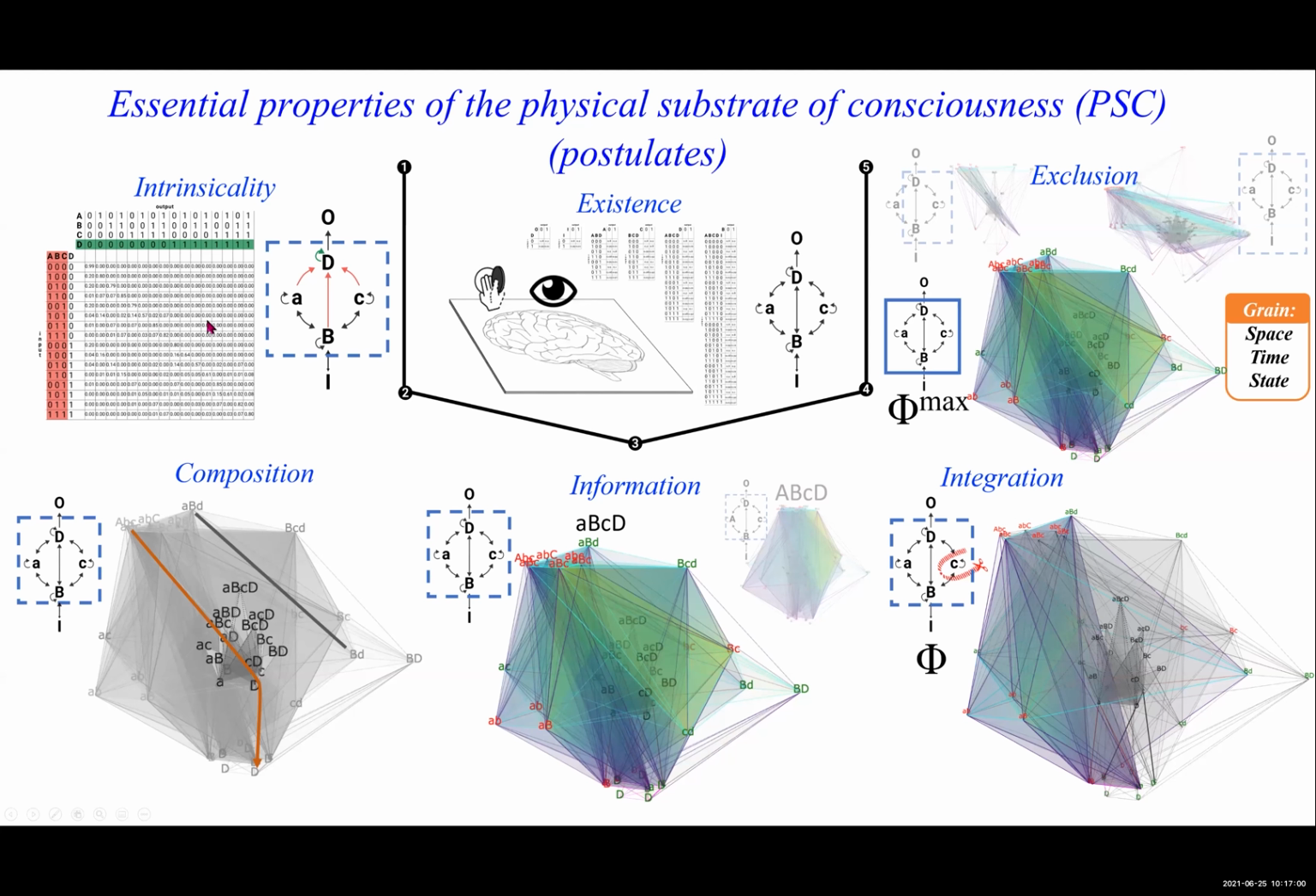Composition means the experience is structured, and therefore, in physical terms, its substrate must also be structured. So we don't consider just A, B, C, D, we consider subsets of it, A, B, C, A, B, B, C, B, C, D, and we get what is called an overall structure of distinctions here in brown and relations. Distinctions are mechanisms with a cause and an effect. It could be mechanism A with a cause within the system and effect within the system. It could be A, B, these are higher order mechanisms. And relations are causal overlaps between causes and effects. So you begin to get a structure. Information means that the structure is specific, just like experience is.